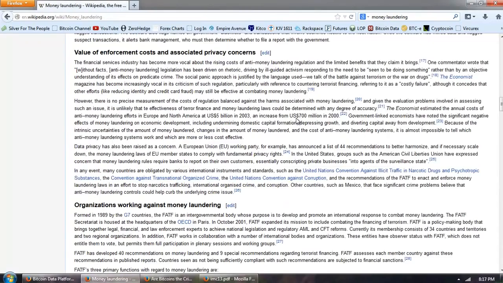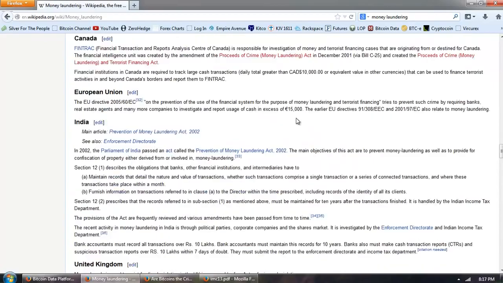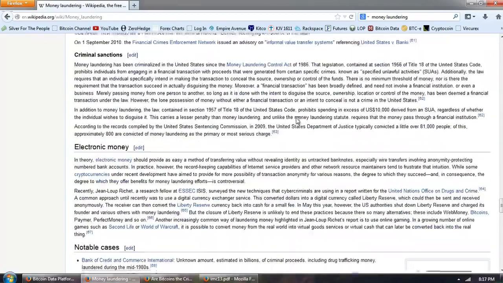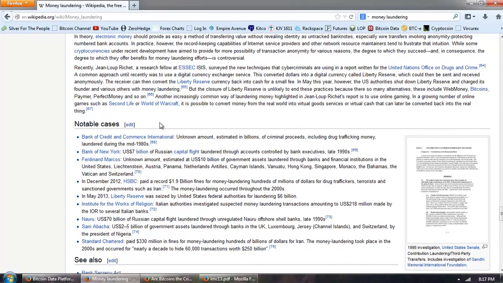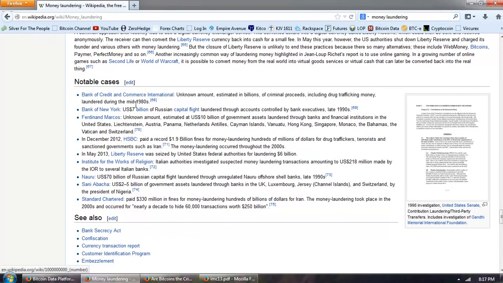Actually, that's back on the Wikipedia article. And that is a list of some of the prosecutions that happened. These are the notable cases regarding money laundering. The first one is BCCI. You probably remember that. That was the Bank of Crooks and Criminals International. Unknown amount estimated in billions of criminal proceeds, including drug trafficking money, laundered during the mid-1980s. And if you go and investigate that, you'll find a lot of politicians were owners and involved with the BCCI.